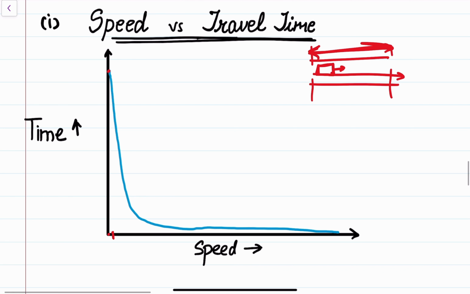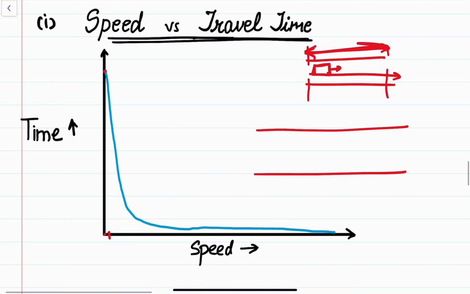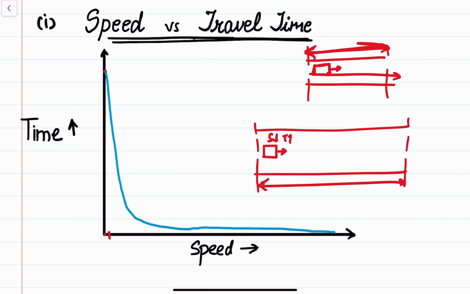That we know, right? This is a very common phenomenon that if a vehicle in the study section is traveling at a low speed, it will take more time. If the speed is low, it will take more time to cross this study section. As we move towards the right, that is, as the value of speed increases, we see that the travel time keeps on decreasing.